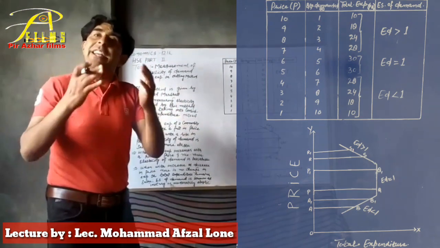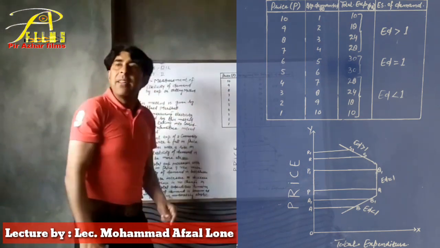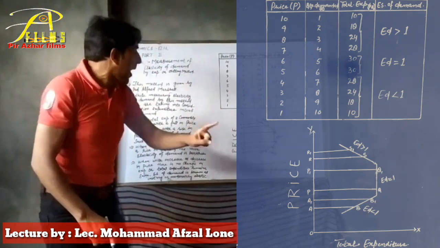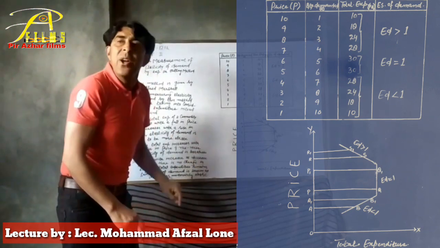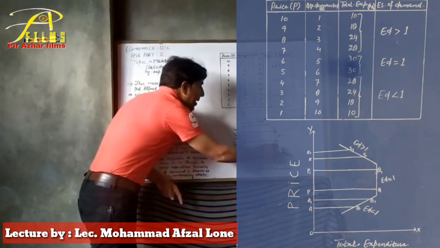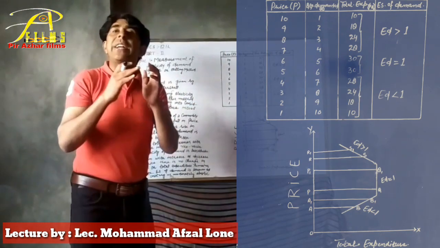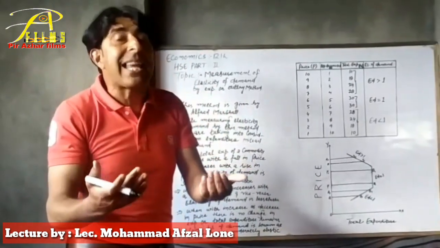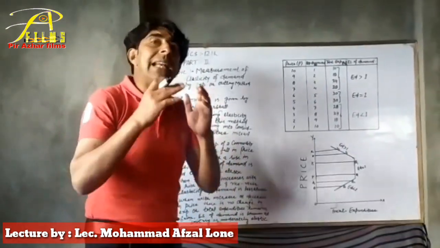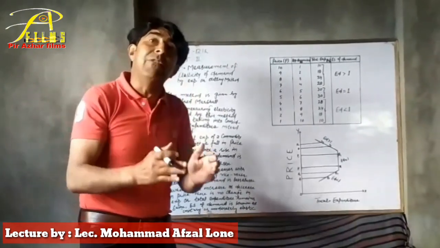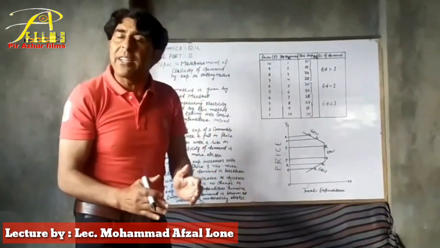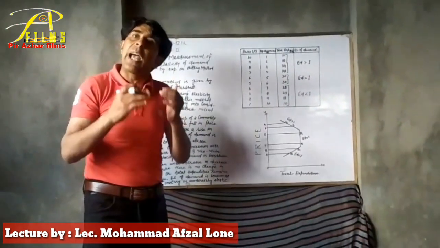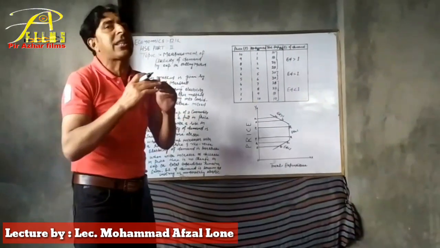Now let us suppose our initial price is OA1. Our total expenditure is A1B1. When price falls from OA1 to OA, total expenditure also falls from A1B1 to AB. So it is clear when total expenditure increases with a rise in price and falls with a fall in price, elasticity of demand is said to be relatively inelastic or less elastic. This is how we measure the elasticity of demand by Professor Alfred Marshall's total outlay or expenditure method.